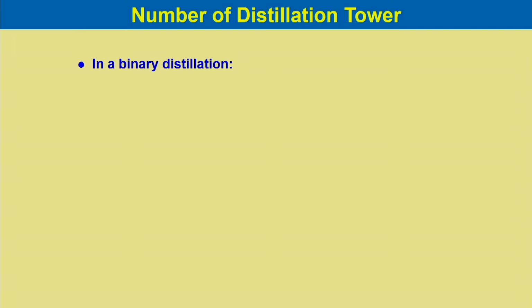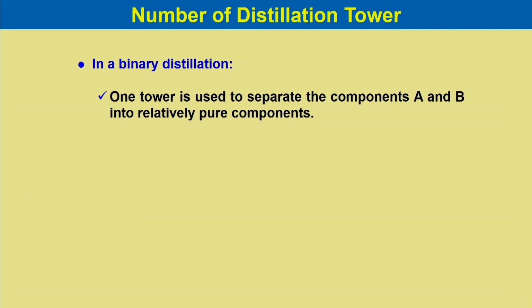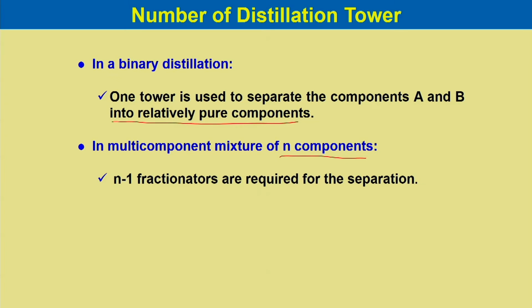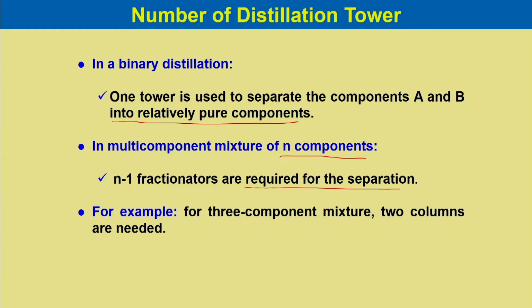Now, number of distillation towers. In a binary distillation, as we know, one tower is used to separate the components A and B into relatively pure components. So, we generally use one tower having several trays which can separate the binary mixture into relatively pure component fractions. But for a multi-component mixture of n components, we need n minus 1 fractionators for the separation. That means, if we have a 3 component mixture, then n is equal to 3, so we need n minus 1 fractionators, that means 2 columns are needed.